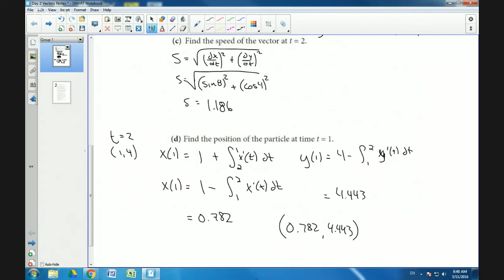This reminds us of the Fundamental Theorem of Calculus and initial conditions. Any questions? Okay. Sounds good. That's all I got. We're done.